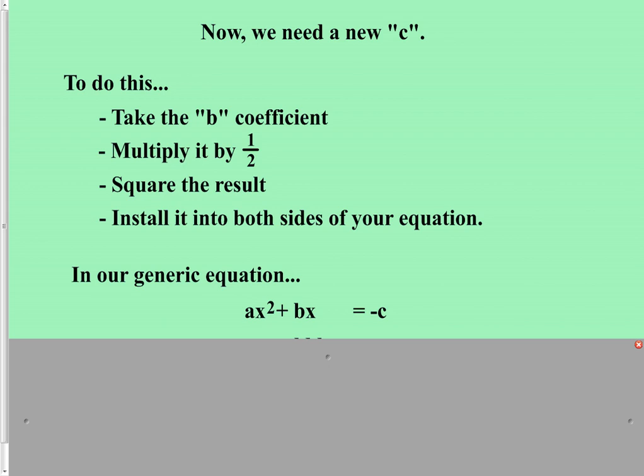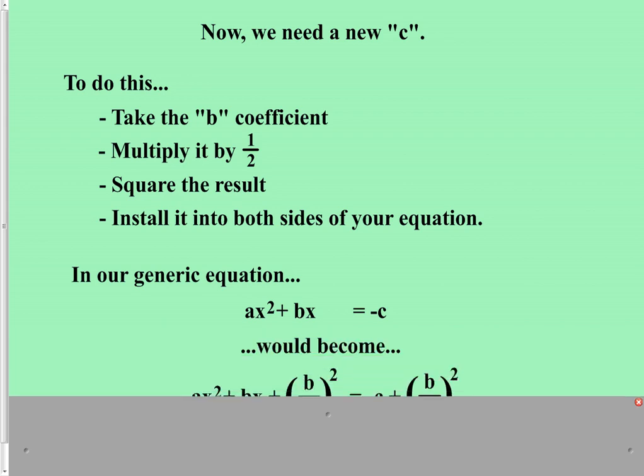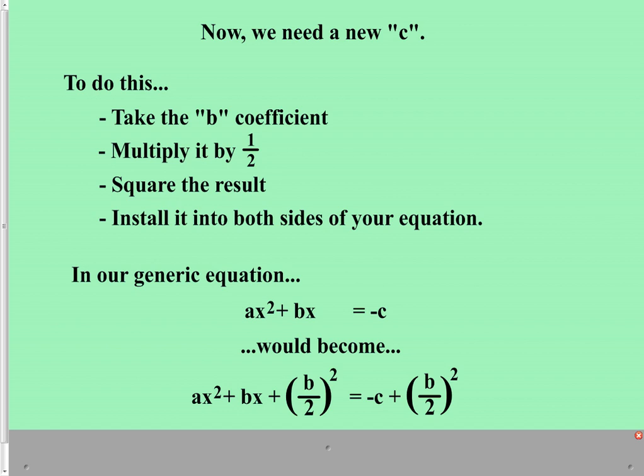So back to the problem that we were looking at, our generic equation, which looked like this, is now going to have a new term popping into both sides, and that term is half of b squared. Whatever that number is, it is going to be added or subtracted into both sides of the equal sign. If you need more time, press pause.